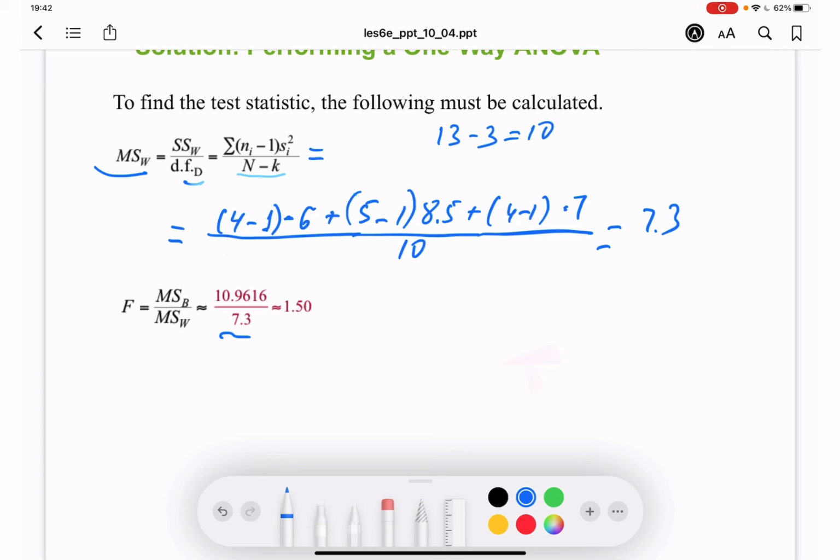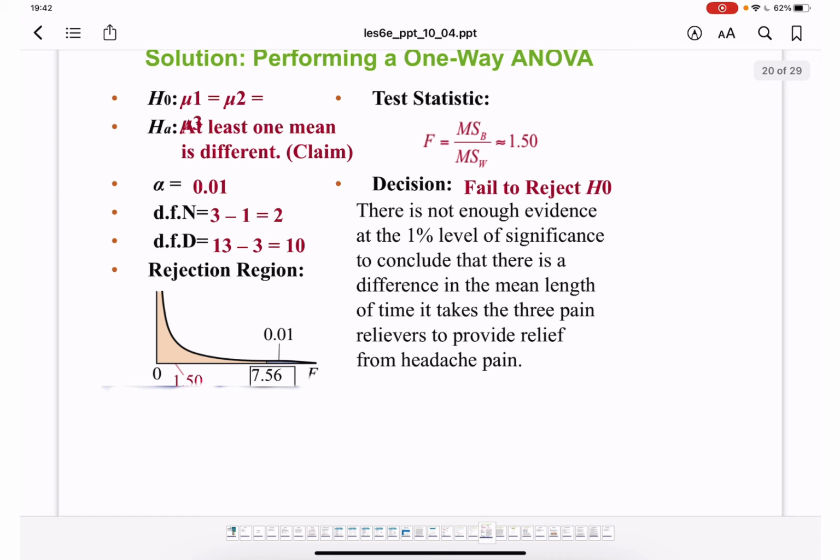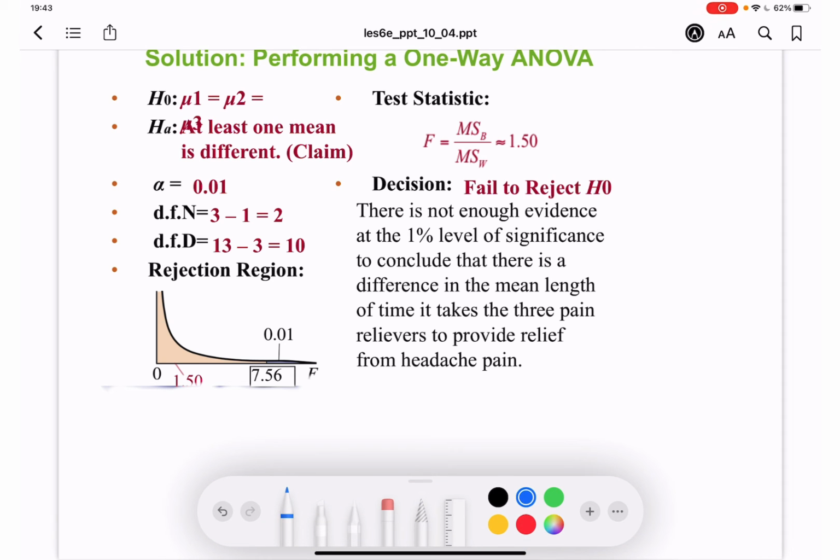And from here, the F statistic is going to be equal to the mean between samples divided by the mean within samples, and we get 1.5. Okay? So let's do the test statistics finally. We have the null hypothesis. We are testing that they are equal, mu1 equals mu2 equals mu3. The alternative, which is going to be our claim, is that at least one mean is different. The degree of freedom for the denominator and numerator we know already, and our alpha is 0.01. F we already calculated, 1.5.